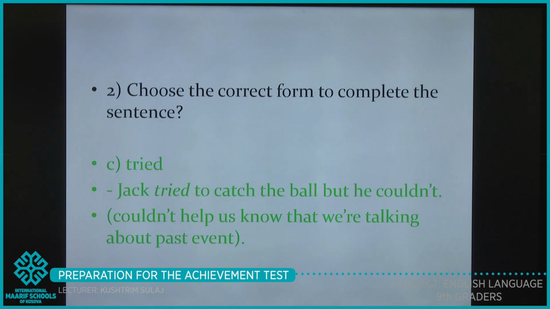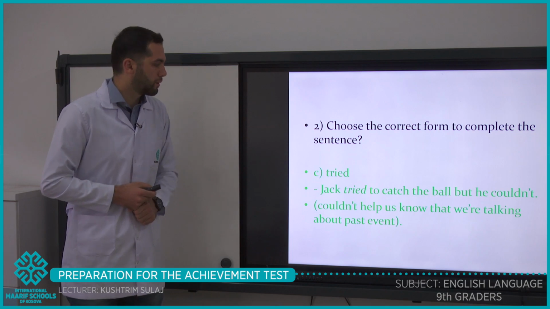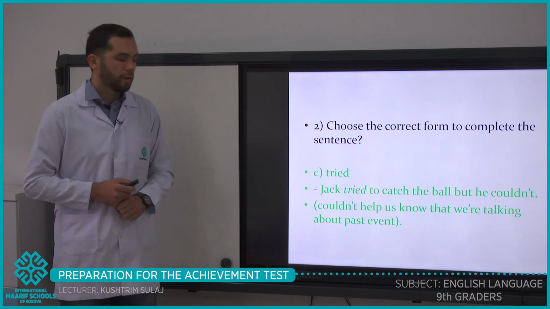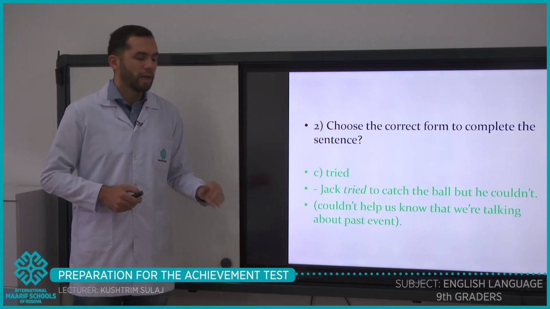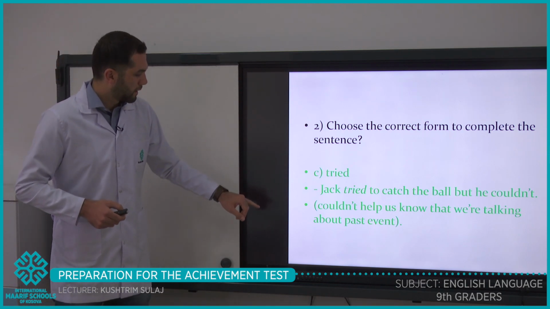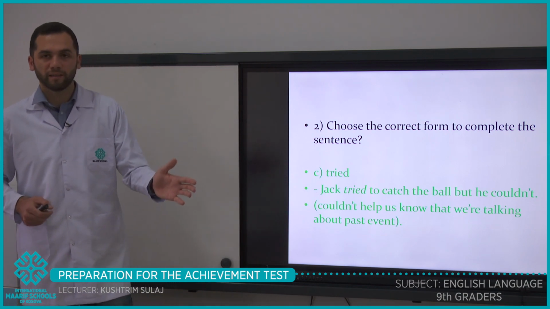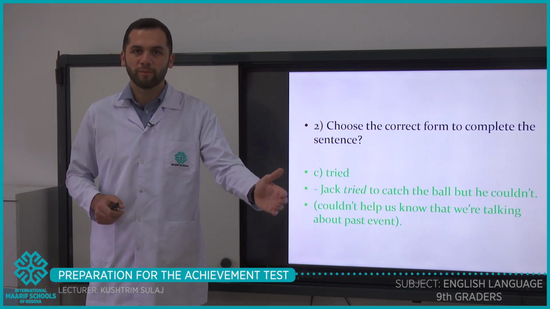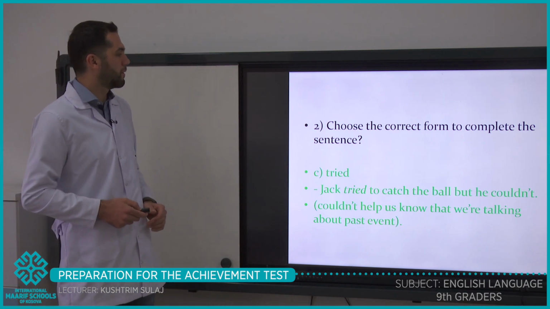So, couldn't help us know that we're talking about a past event. Now, before you choose which answer is correct and which is not correct, you have to analyze the verbs, the main verbs, and check the tense. In this case, couldn't helps us find out that the event was in the past and has nothing to do with the present or the future. Okay, let's jump to number 3.